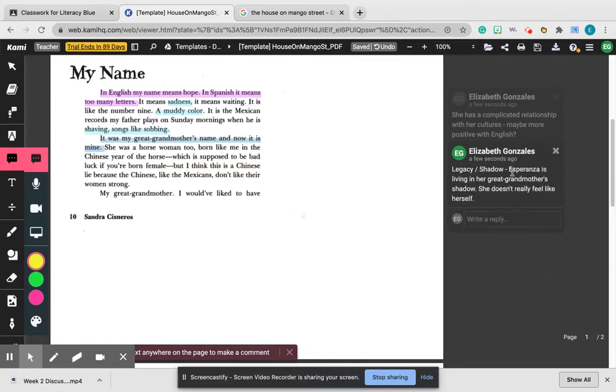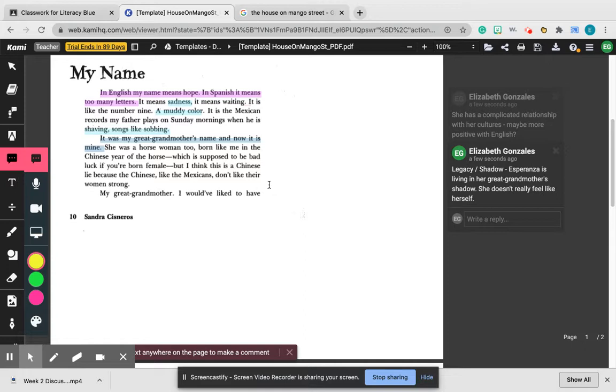Okay. So she doesn't really feel like herself. It's her great grandmother's name. All right. Now let's read the rest. She was a horsewoman too, born like me in the Chinese year of the horse, which is supposed to be bad luck if you're born female. But I think this is a Chinese lie because the Chinese, like the Mexicans, don't like their women strong.